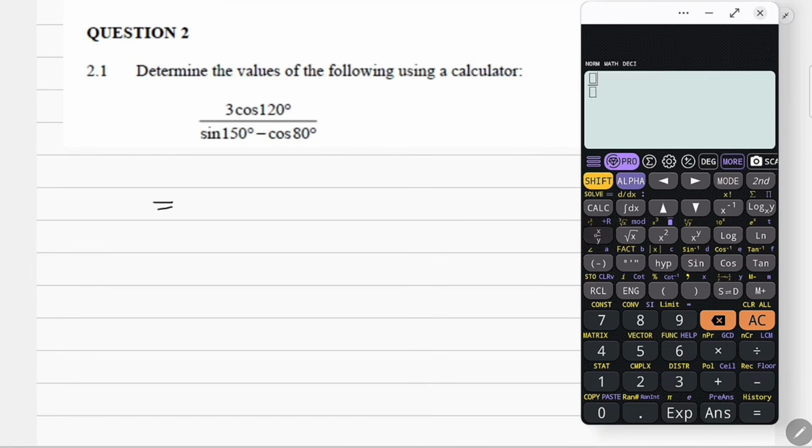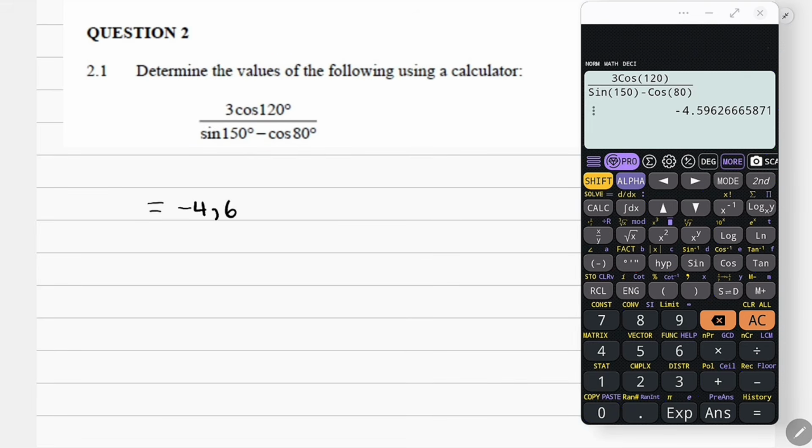On your calculator, you're going to put a fraction on saying 3 cos 120 degrees all over sine 150 and then minus cos 80. Okay, 3 marks. So we say this is equal to negative 4 point and just round off. That 6 is going to round the 9 and that will carry that 1 over to the 5, which becomes a 6. So it's negative 4.6 and you can leave it like that, or if you have to round off to 2 decimal places, you can leave it as negative 4.60, okay, and that is fine.